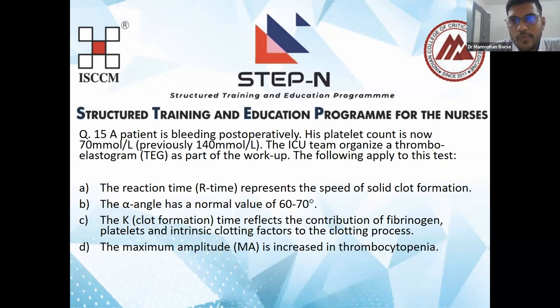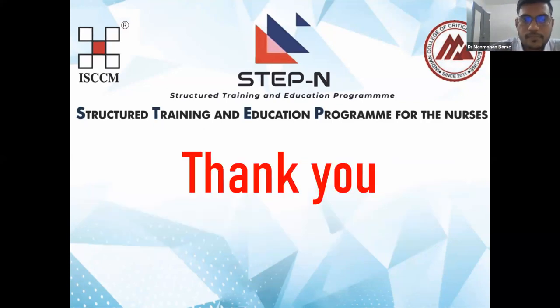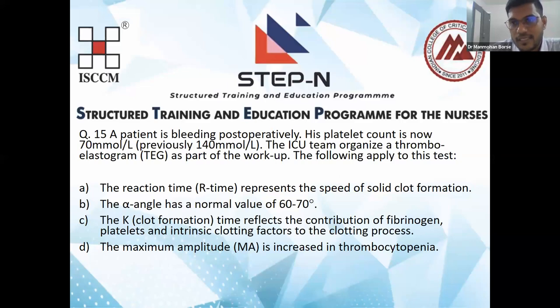So we'll talk about option A. The reaction time, does it represent the speed of solid clot formation? No, it's actually the beginning of clot formation. So option A is false. It's not the speed; the speed is reflected by K. The normal alpha angle value is 60 to 70 degrees. Yes, that's true. The normal range is 53 to 72 degrees.